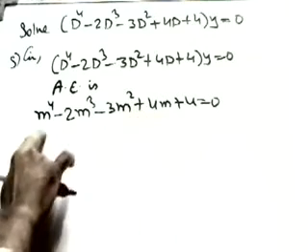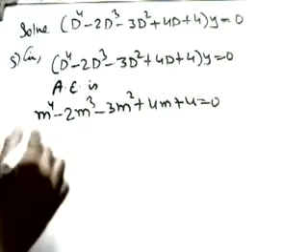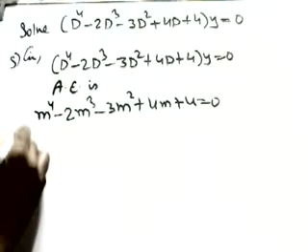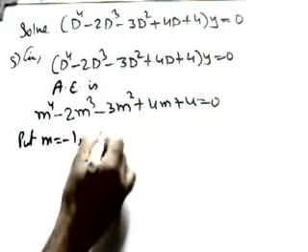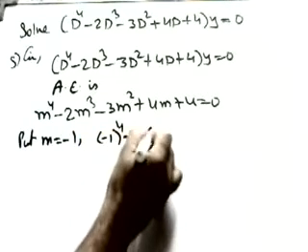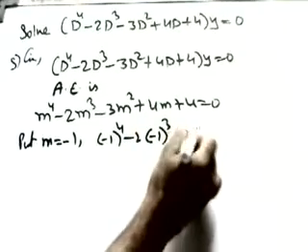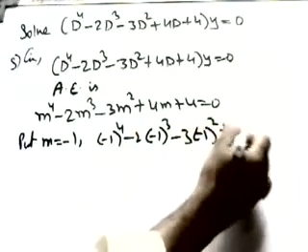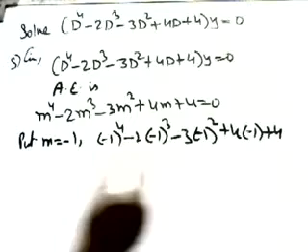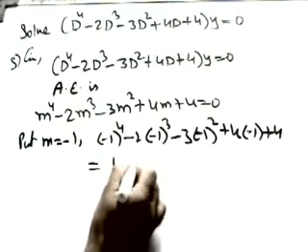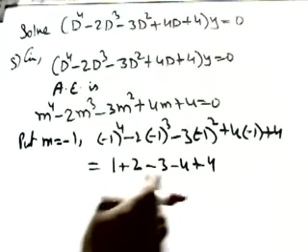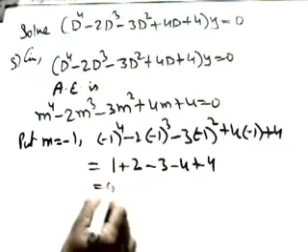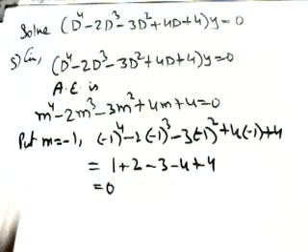See, suppose we keep m equals 1: 1 minus 2 minus 3 plus 4 plus 4 gives 4, not 0. But if you keep m equals minus 1, it will become 0. Put m equals minus 1. So this will be minus 1 power 4 minus 2 into minus 1 cube minus 3 into minus 1 square plus 4 into minus 1 plus 4. So this will be 1 plus 2 minus 3 minus 4 plus 4. 1 plus 2 is 3, 3 minus 3 is 0, 4 minus 4 is 0. So this is 0. So we got one value.